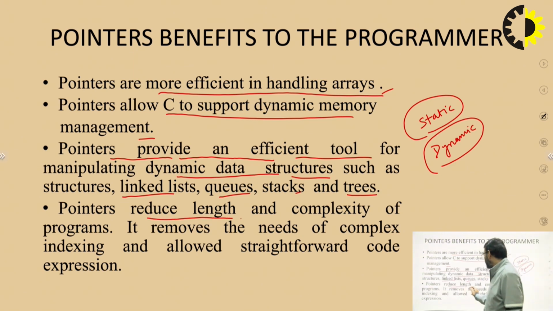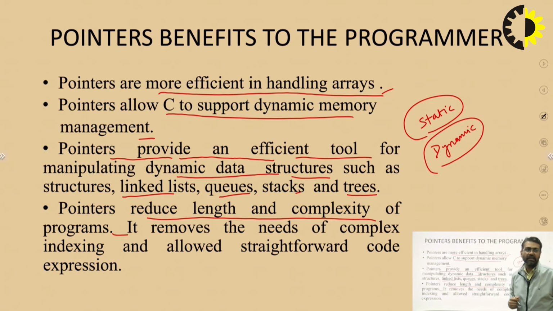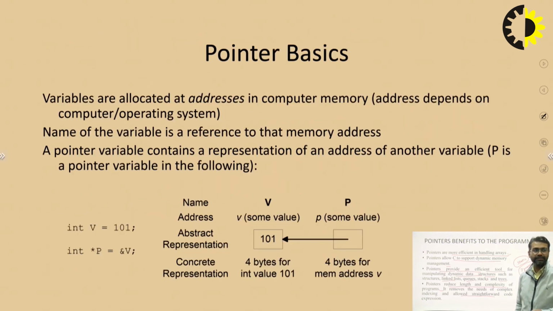Pointers reduce the length and complexity of programs, meaning we can remove the need for complex indexing, and it allows straightforward code expression. So basically with the help of pointers we can reduce the length and complexity of a program. These are some benefits to a programmer of using pointers.